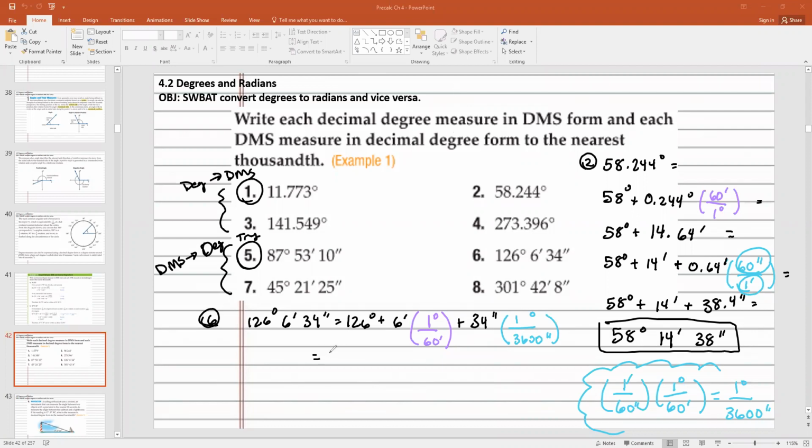And then you just use your calculator. So 126 doesn't change. And 6 times 1 over 60, or 6 divided by 60. Okay, so 6 times 1 over 60, or just 6 divided by 60. Same thing. That's going to give us 0.1. So plus 0.1. And for the seconds, it's going to give us 34 divided by 3,600.